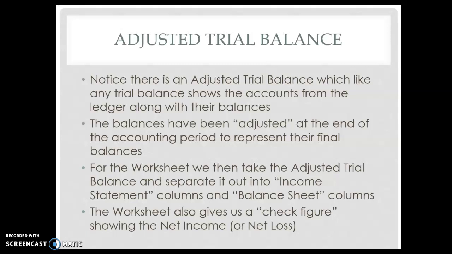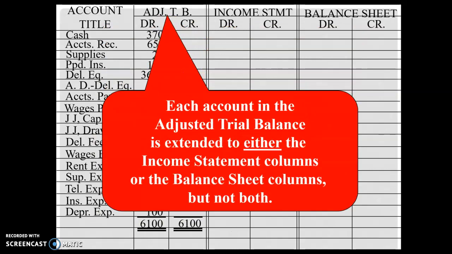Okay, this just goes again over the fact that the adjusted trial balance shows all the accounts and it shows their balances, but the balances have been adjusted at the end of the accounting period. So these are the final balances. Okay, and then we're going to divide it out into income statement columns and balance sheet columns. The worksheet also gives us a check figure of net income. So when we go to do our income statement in the financial statement section, we have a check figure to go back to check on.